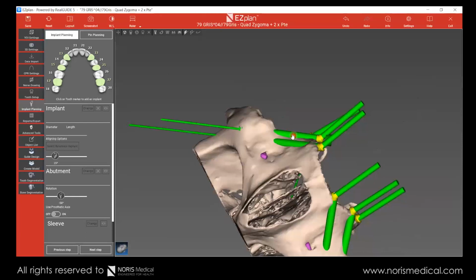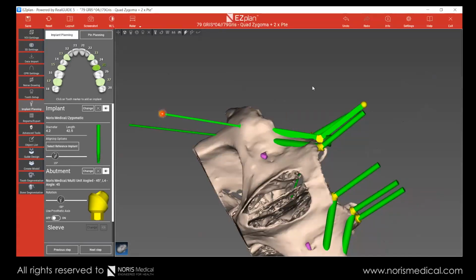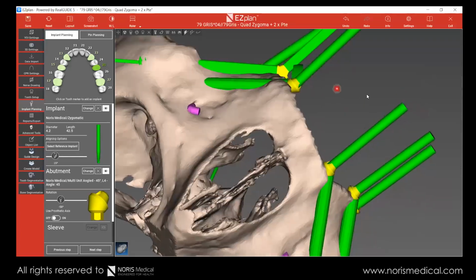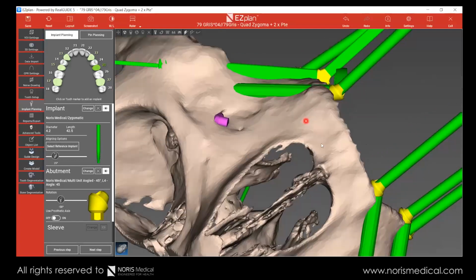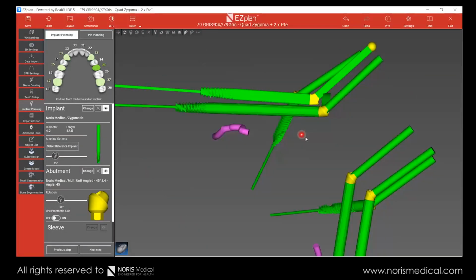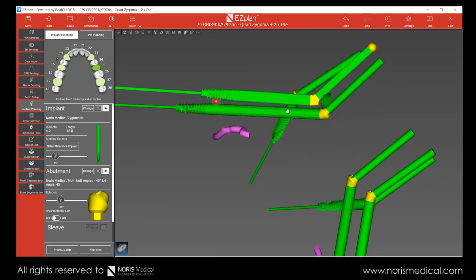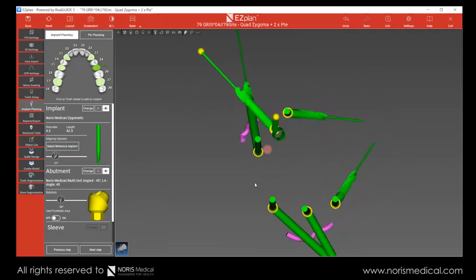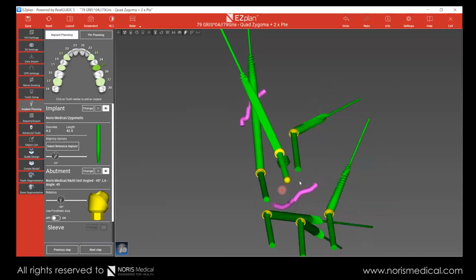If I, for instance, lift it up, and I look from this angle, they're not colliding. We see that, right? Because on the parallel view like that, we see we have a distance. If I hide the bone, you see, the implants are not colliding. When we have them parallel, we see this view. If we take it down, from here, they're crossing, but they're not touching.